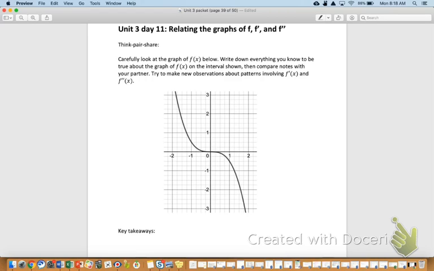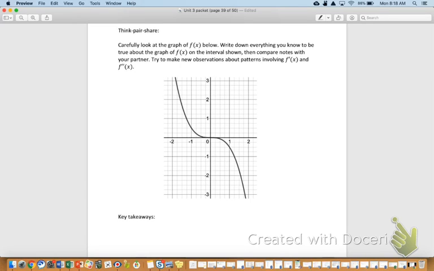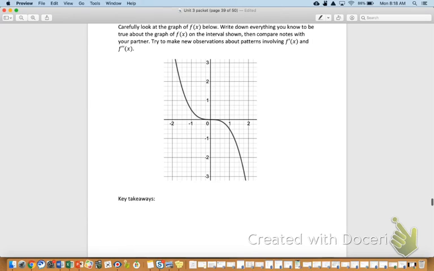Okay, so we're trying to make some connections, and we'll do some key takeaways, the main things I want you to bring with you as we dive into this. So, take a little time. I want you to write down things you think are true about f, as it relates with f prime, or perhaps f double prime. There's lots of good things you can bring in. Try to get them hashed out there.